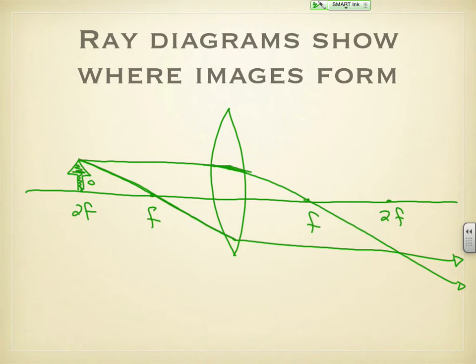And again, my light rays converge. That means there's going to be a place where I can focus. And ideally, you should find that your image over here forms right at 2F on the other side and is about the same size that the object was over there.